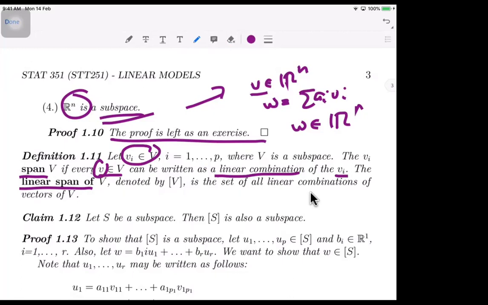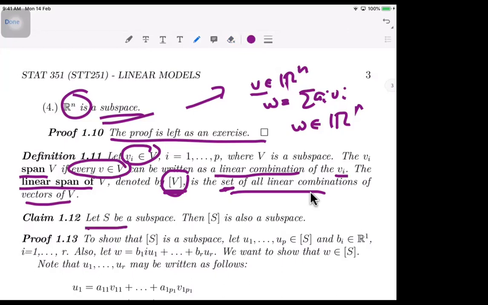The linear span of V is denoted by this symbol. So the linear span is the set of all linear combinations of V. There are many linear combinations, because for every element, you can form a linear combination. Every v in V. So the set of all linear combinations is called the linear span of V.